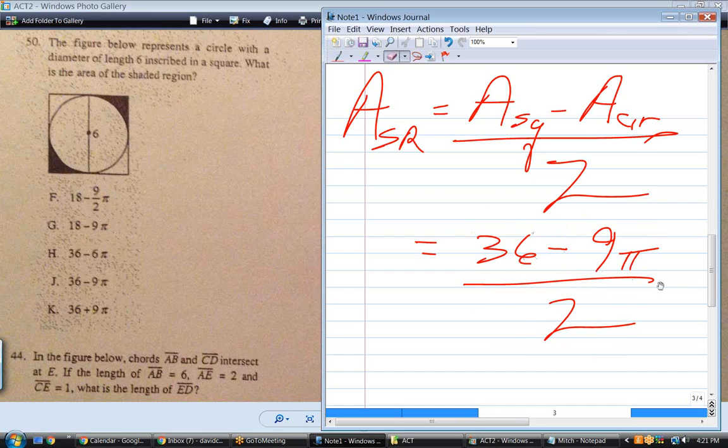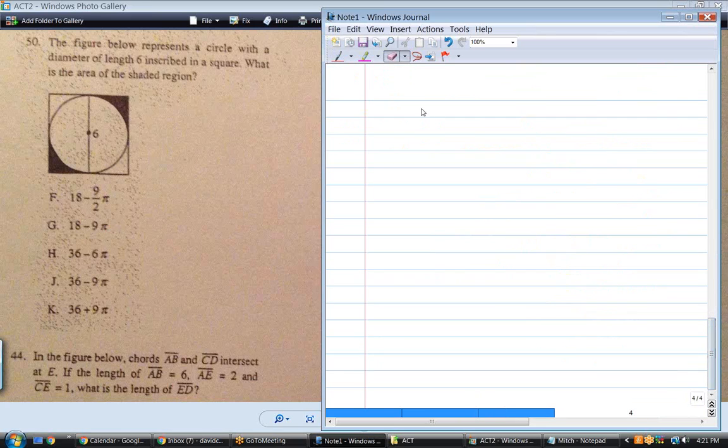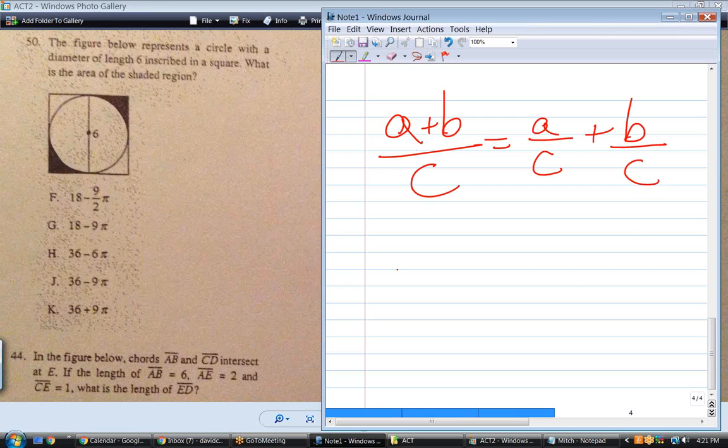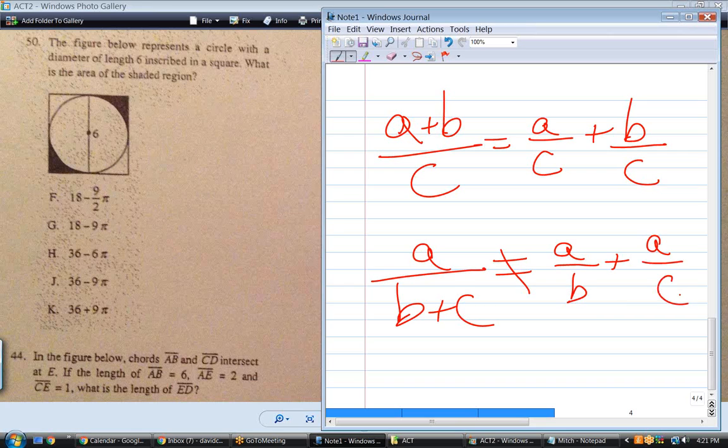Always know you can split up fractions. Let's just go over that for a moment, because a plus b over c is equal to a over c plus b over c. What you cannot do is this. You cannot split that up. That is not equal to a over b plus a over c.